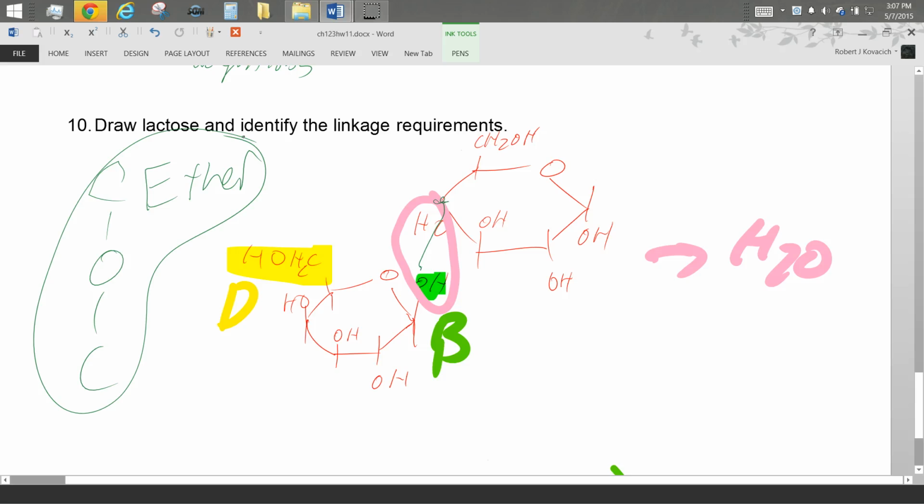An ester has to have a carbonyl group attached to one of the two carbons that the oxygen's attached to, and we don't have that with this. So all the disaccharides and the polysaccharides are ether bonds. You okay with that? It's a carbon in a carbohydrate bonded to an oxygen bonded to another carbon in a carbohydrate.